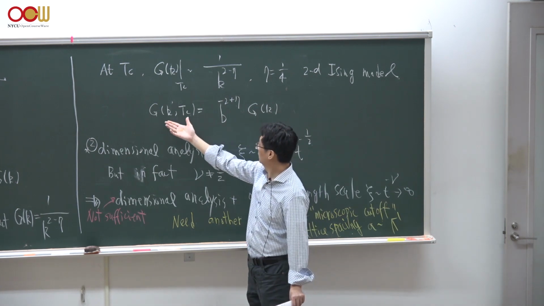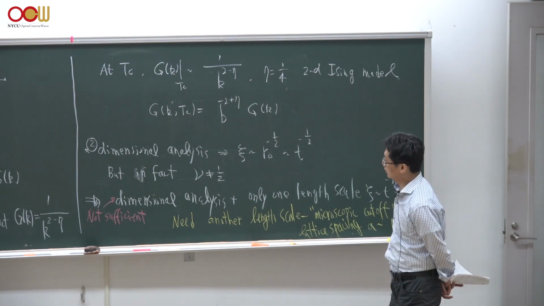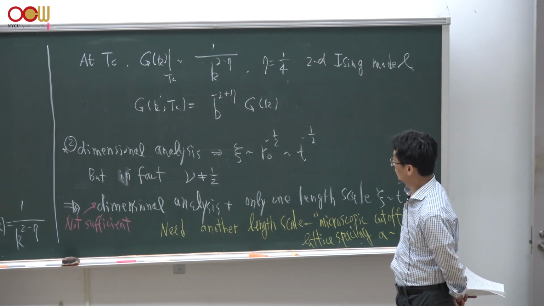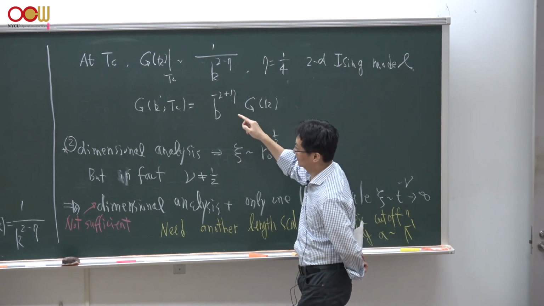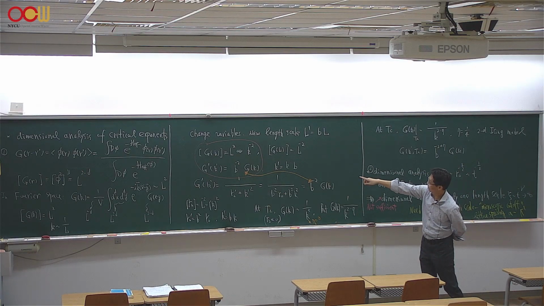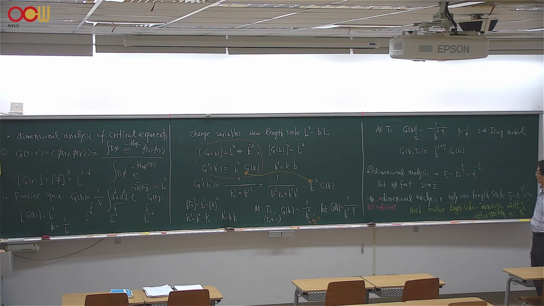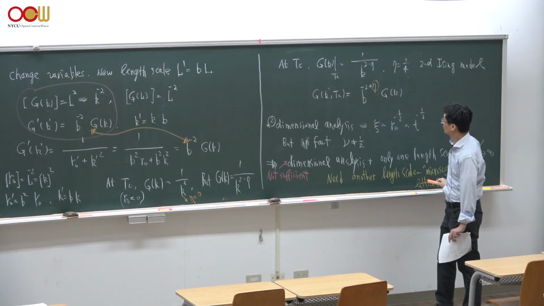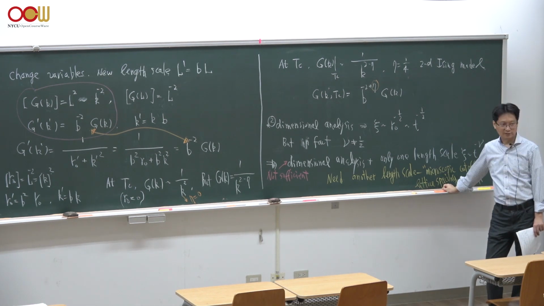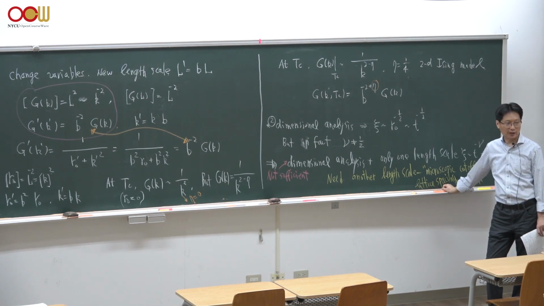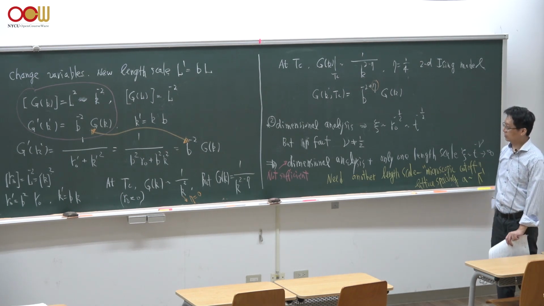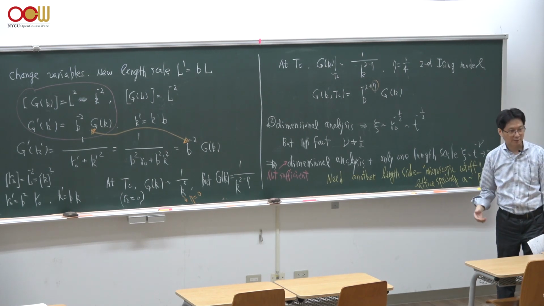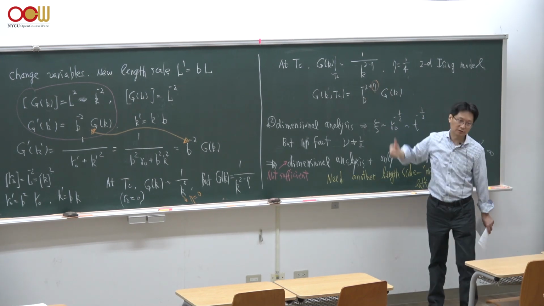Similarly, under this length scale change, the Green's function behaves as b to the power of minus 2 plus eta. So it is not this b to the power of minus 2 shown over there, but there is an extra anomalous exponent called eta appearing here in the more rigorous solutions of this Green's function at the transition temperature. So that is the first example showing that simple dimensional analysis is not sufficient to capture the more realistic exponent of a Green's function.